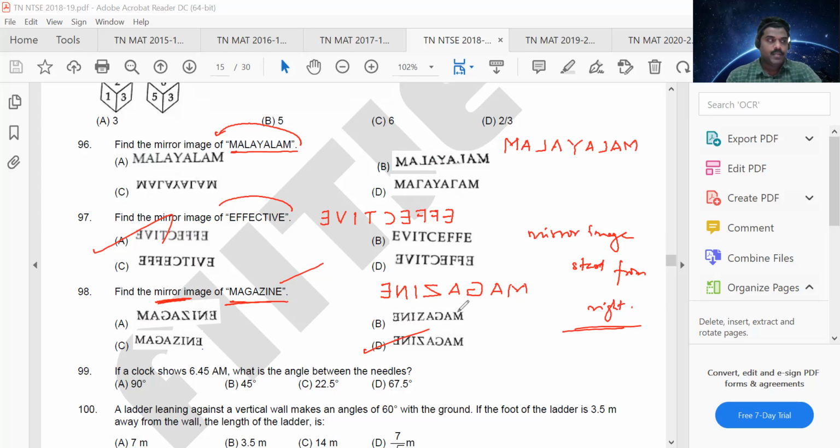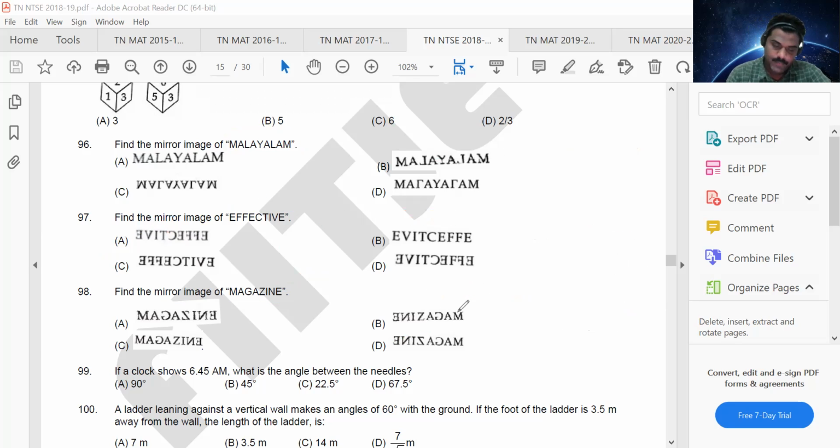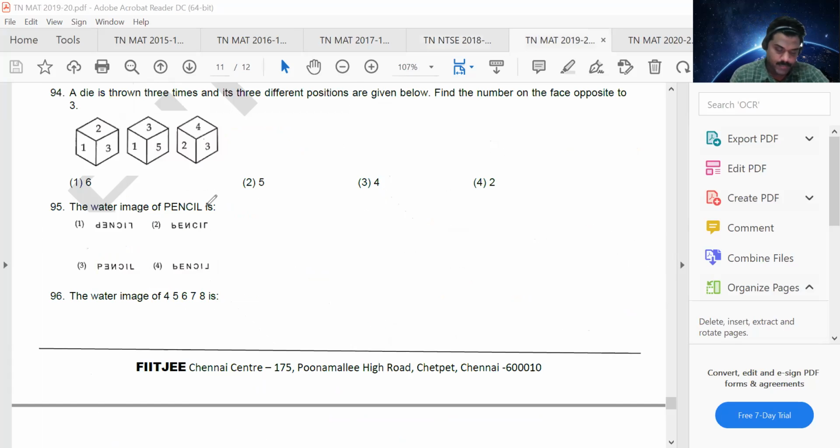Right. Now moving on to the next question paper. That is the question paper of 2019. So if you observe over here, they are asking you to find the water image of pencil. So pencil water image would look like this. That is nothing but your option 2.